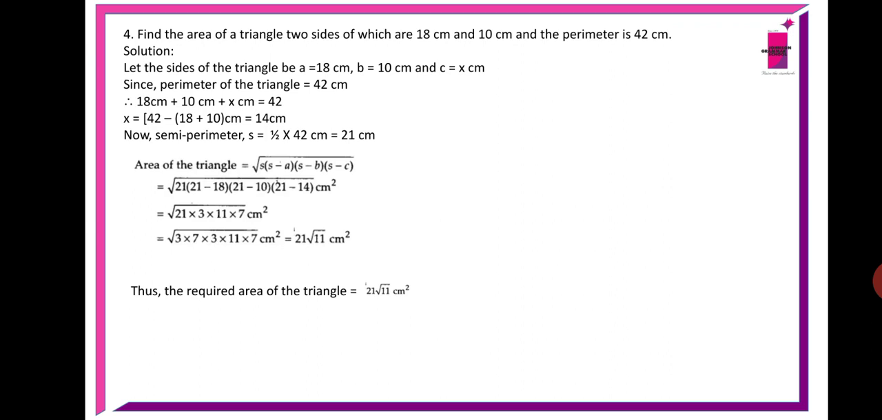That is, perimeter minus A plus B. Now the semi perimeter is half into 42, that equals 21 centimeters. The area of the triangle will be the square root of S into S minus A into S minus B into S minus C. After substituting, you will get 21 root 11 square centimeters.